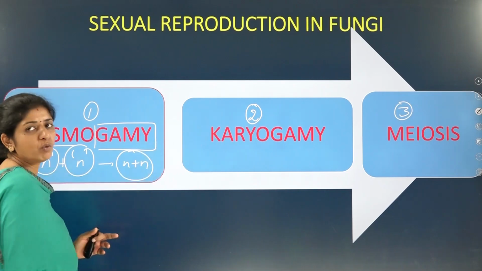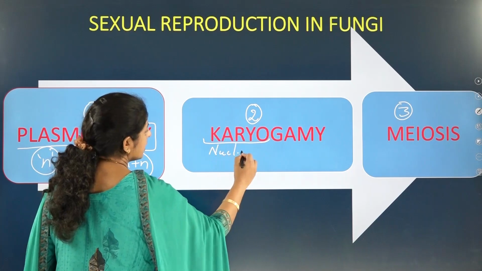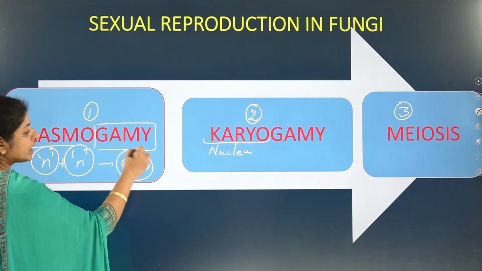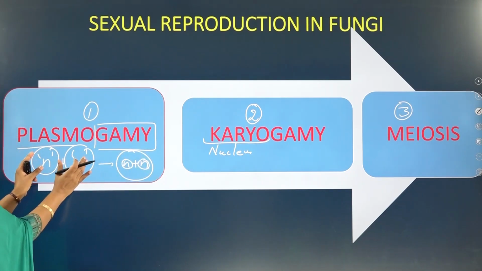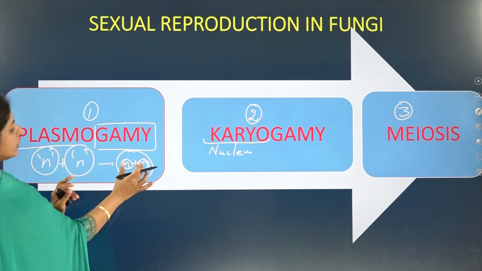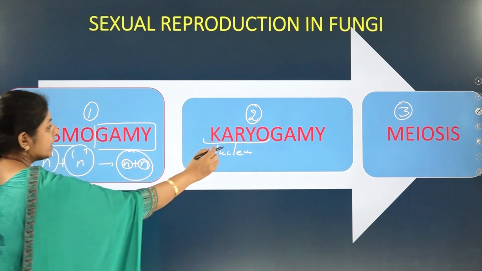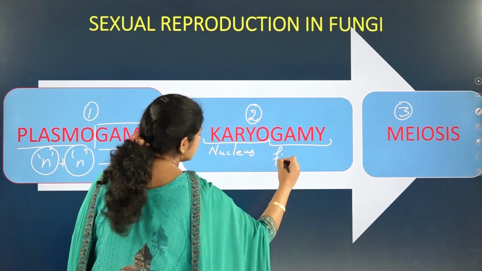Now in karyogamy, what happened? The word karyo means what? Nucleus. What N and N have I represented? Two nuclei inside one structure, one cell now. These were the two structures or two cells or two gametes, and now they fused. Two nuclei are still there in one cell. This is plasmogamy. Karyo means nucleus, and gamy means fusion.